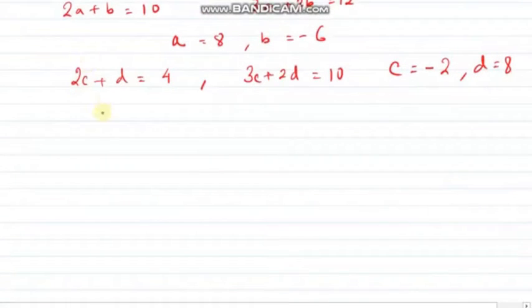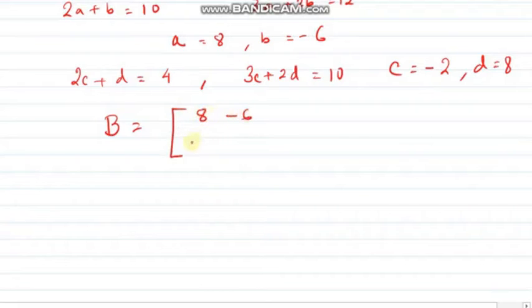You have to get the B matrix. Please don't forget to write the matrix. It will be 8, minus 6, minus 2 and 8. Right? So this is the way you can find the matrix B. Next one, if I proceed, suppose your A matrix, next sum, this one.